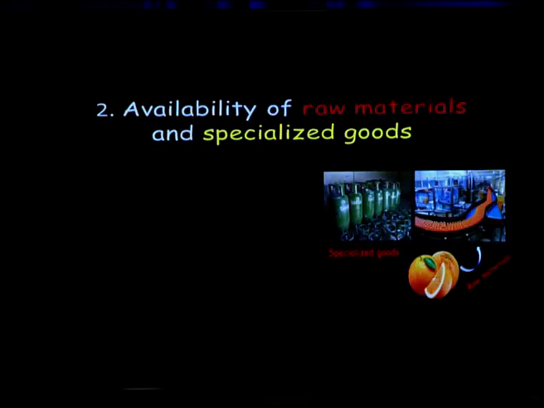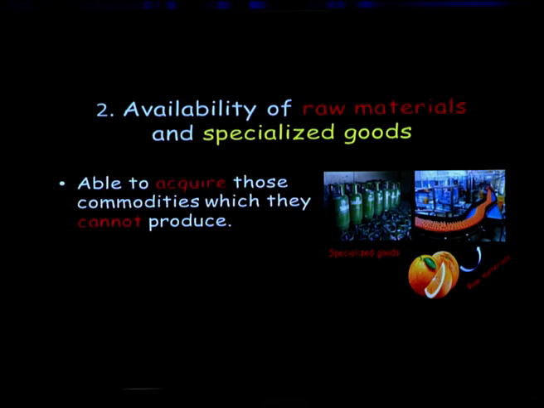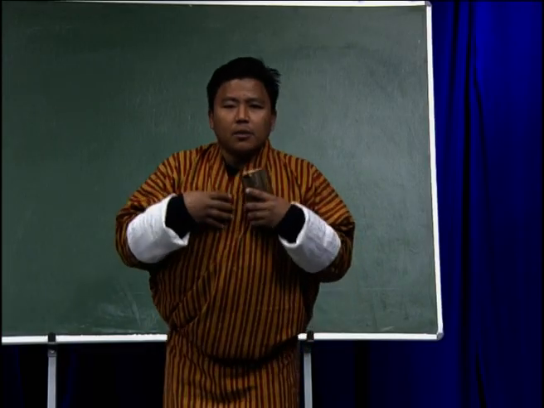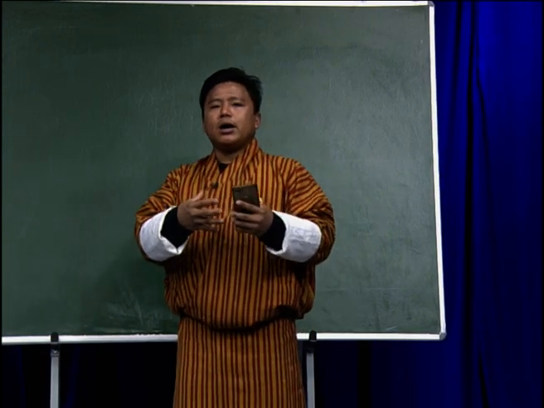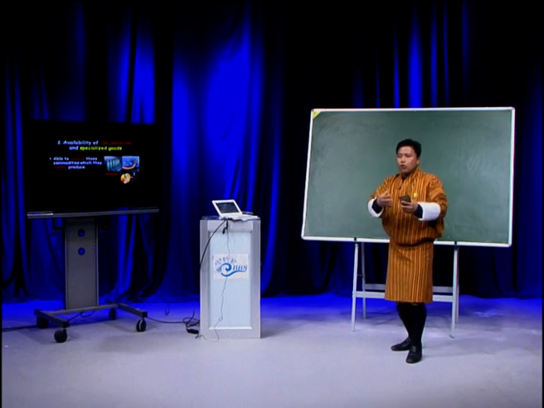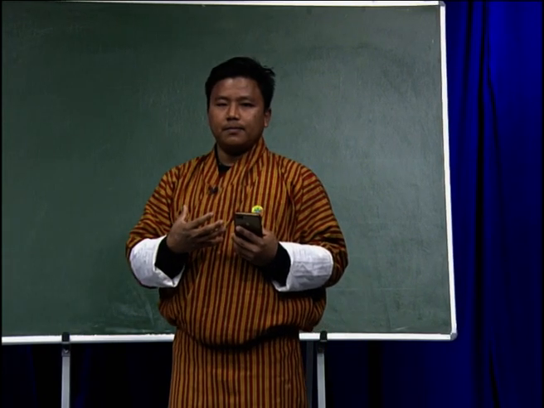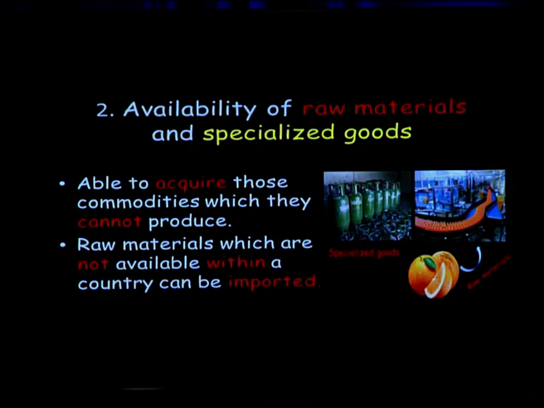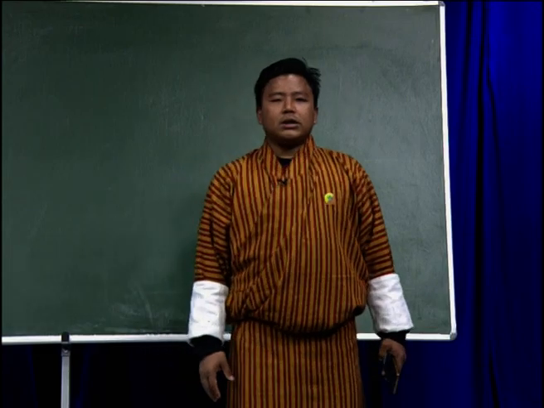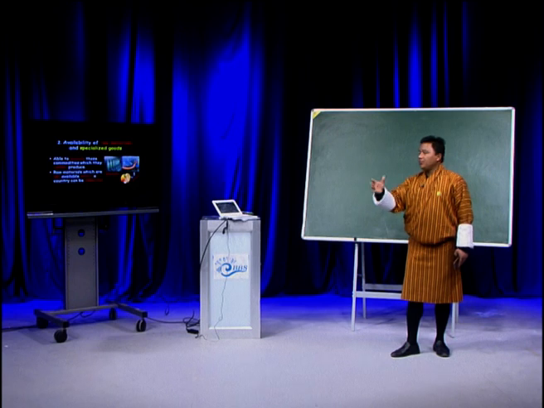It also ensures the availability of raw materials and specialized goods. The country can acquire those commodities which they cannot produce. For example, Bhutan can import gas cylinders, because the cost of producing these commodities in Bhutan is very high compared with India. So through international trade, we can take advantage to buy this kind of specialized good. Bhutan has advantages in selling raw materials to other countries, and at the same time, Bhutan can also buy the raw materials which are not available within the country. So this is the second advantage, or positive impact, of international trade.